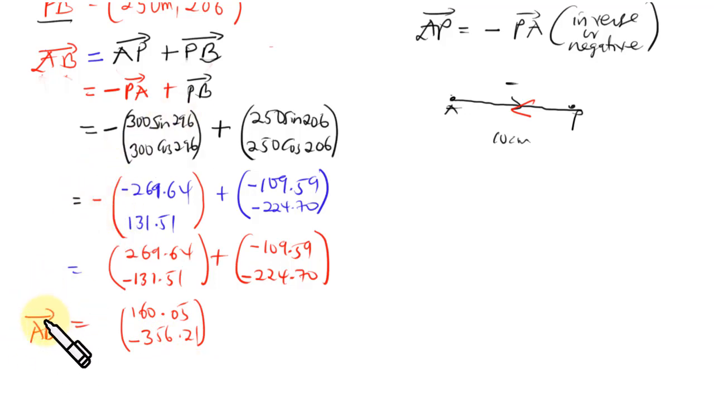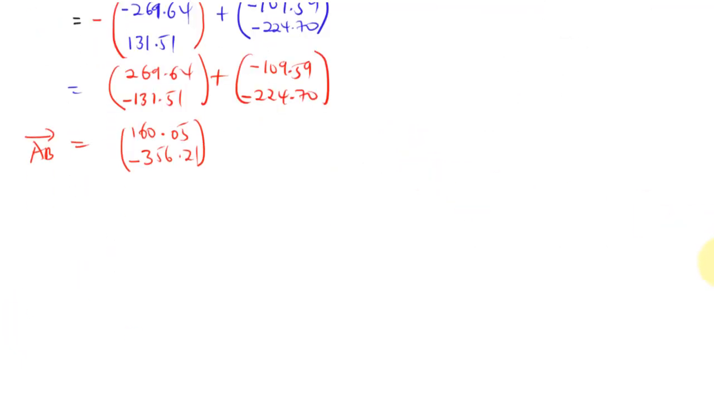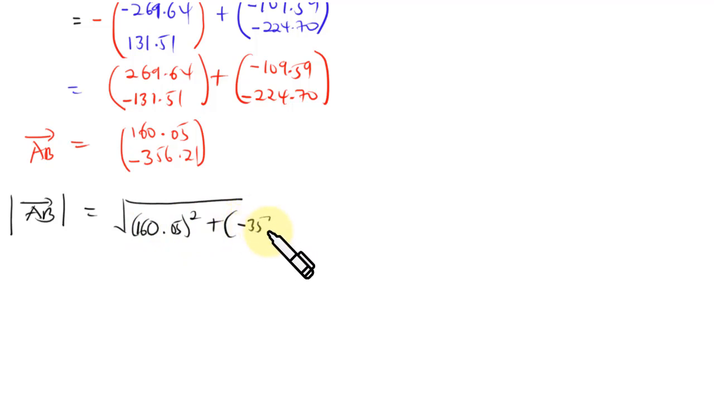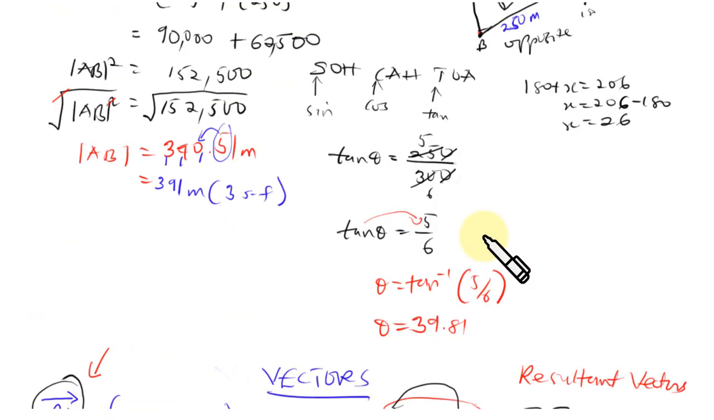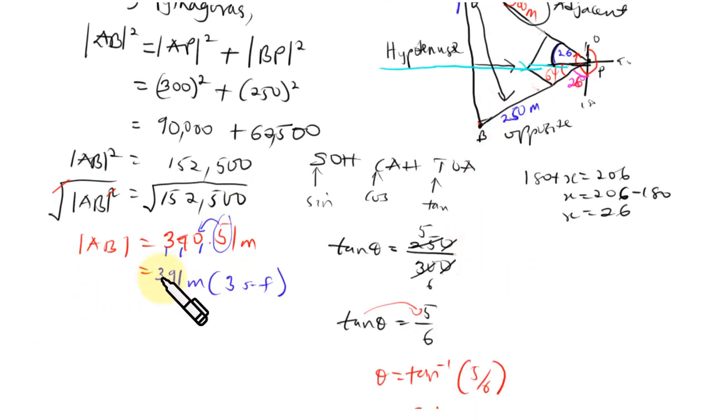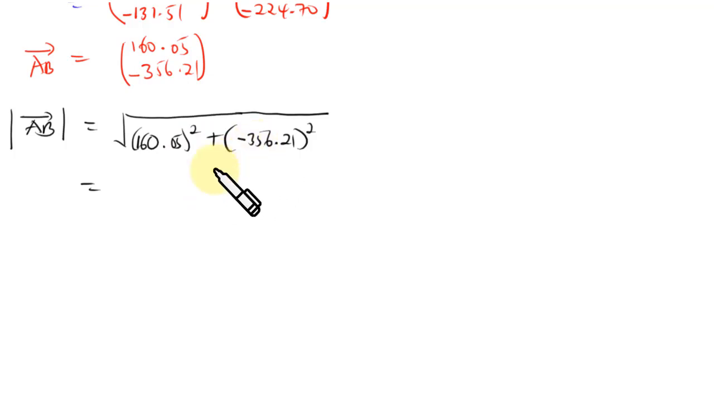This is the vector AB, and I want the distance from A to B, so I'm now going to find the magnitude of the vector. I'll take the square root and square the individual components: 160.05 squared plus negative 356.21 all squared, under the square root. When I used plane geometry, I had 391 meters to 3 significant figures. So when I type this, I should have something like 390 point something, which I will convert to 3 significant figures.